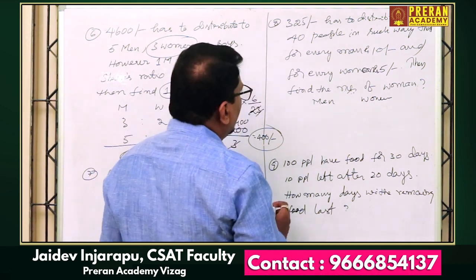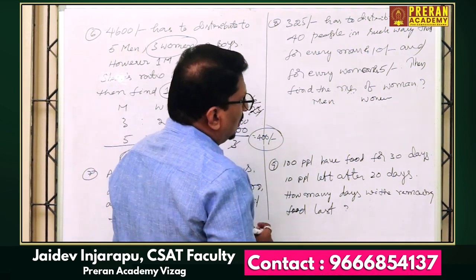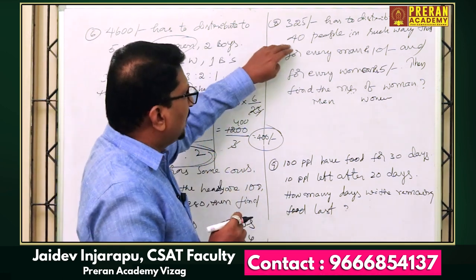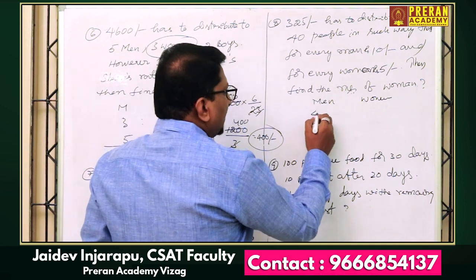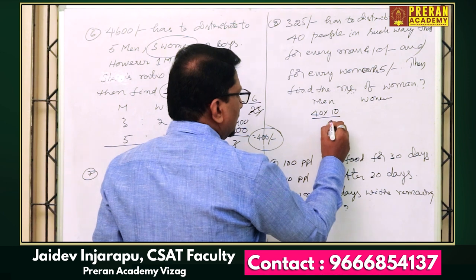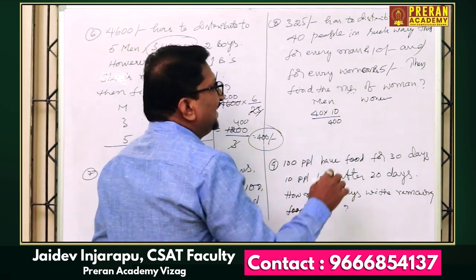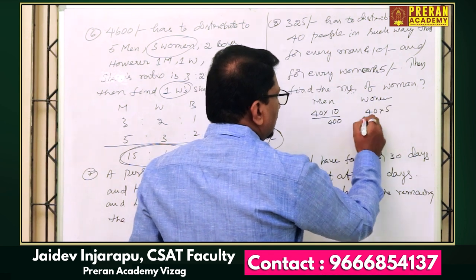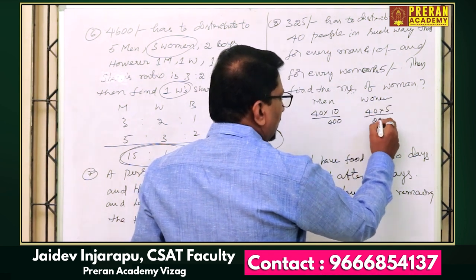Okay, and when it comes to 40 people, let it be 40 are men. Then we have to give each one 40 rupees. It is going to be 400. Let it be 40 are women. Then each one we have to give 5 rupees. So this will be 200.